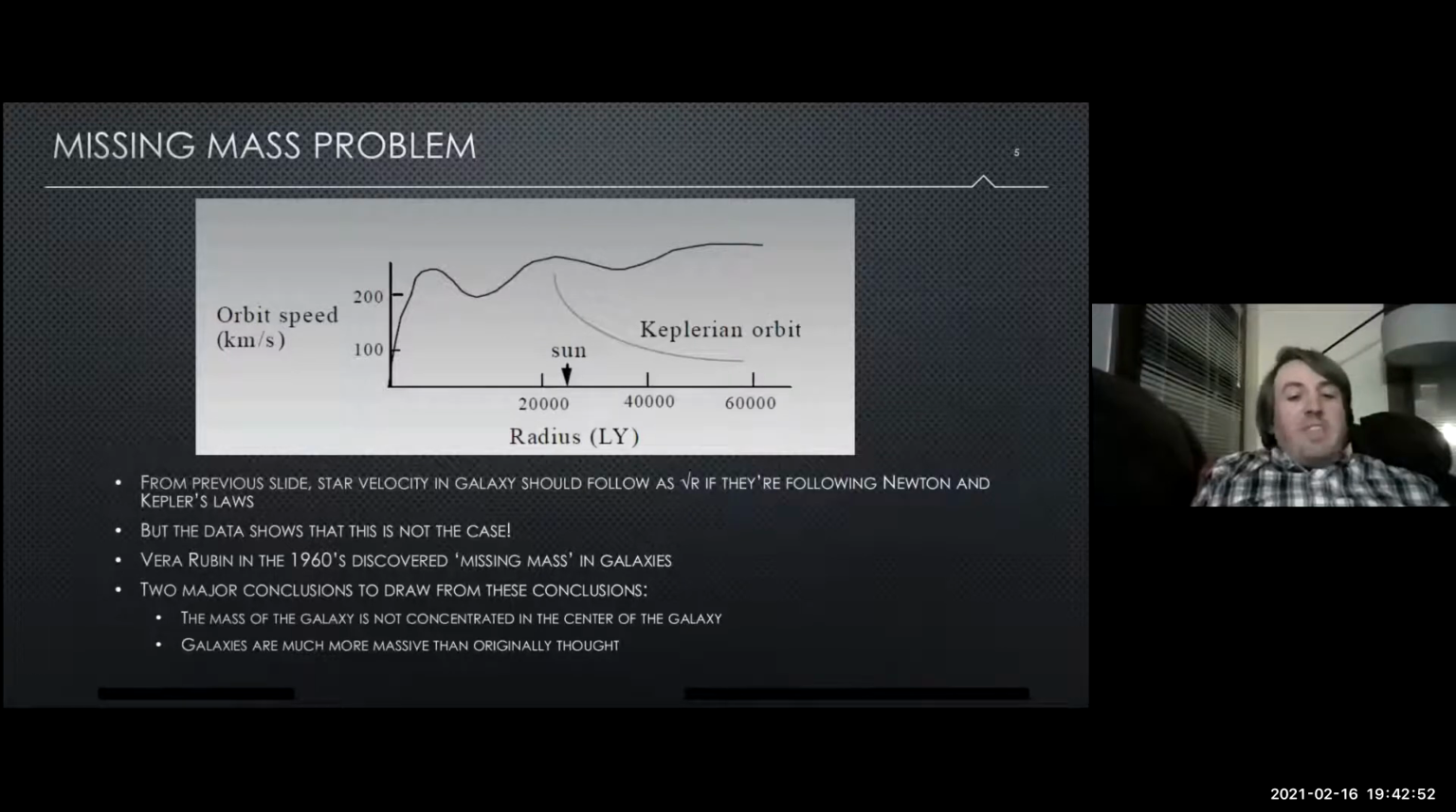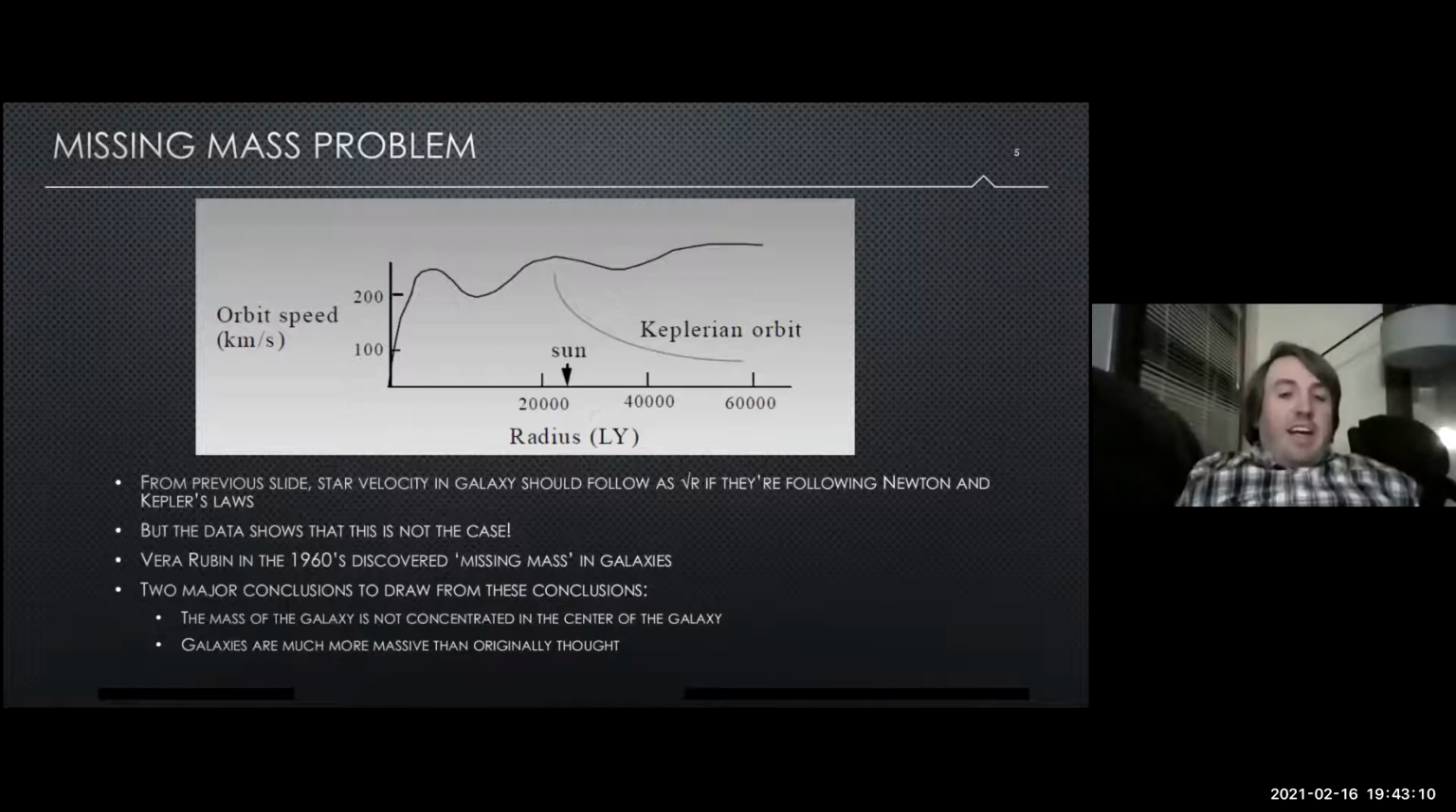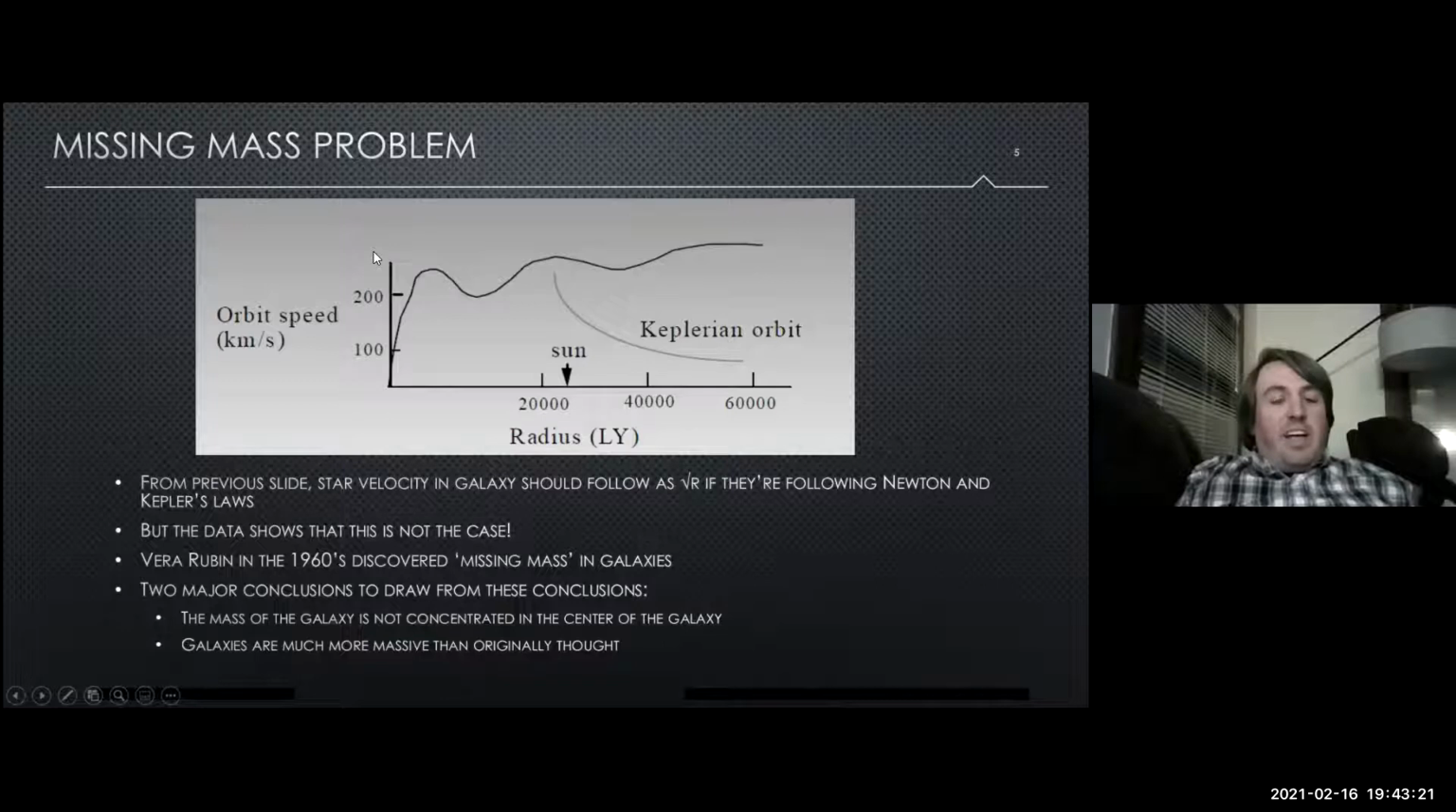This was discovered by Vera Rubin in the 1960s, which itself is a big deal because she was a woman astronomer at a time when there weren't too many women in astronomy. But she was critical in finding this missing mass in galaxies. You can see in the plot here that it's kind of flat. If this is the radius from the center of the galaxy, and this is the orbital speed of the star around the galaxy, you expect something like this Keplerian orbit. But what the data actually shows is something kind of flat.